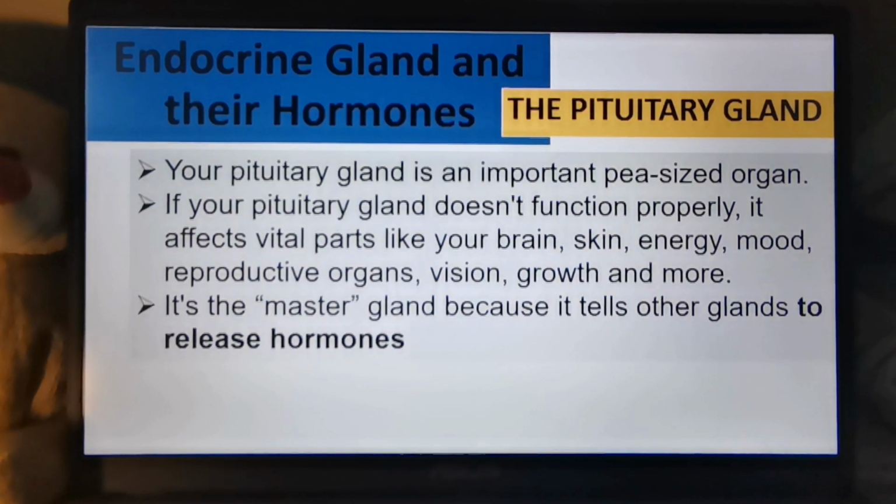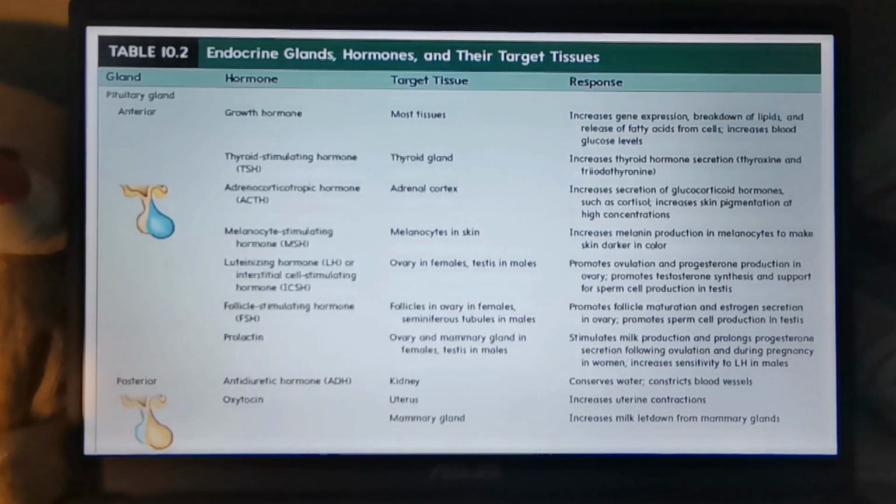Okay, so let's go to the endocrine glands and their hormones. The pituitary gland. Your pituitary gland is an important pea-sized organ. Napakaliit lang nito. If your pituitary gland doesn't function properly, it affects vital parts of your body like your brain, skin, your energy, your mood, your reproductive organs, vision, growth, and more. It is the master gland because it tells other glands to release hormones. Yan siya. Your pituitary gland.